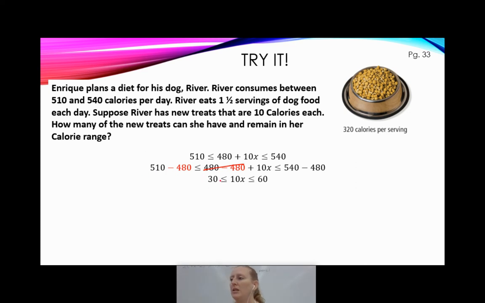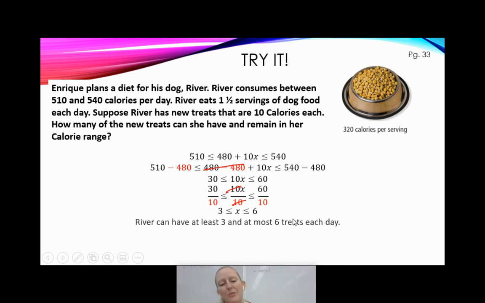So we know 510 minus 480 is 30. These canceled and I have a 10x. 540 minus 480 is 60. Just like last time, we're going to divide to finish it off. I need to divide by 10, not only in the middle, but also on the left and the right. So everybody's going to get divided by 10. So those will cancel out. And of course, 30 divided by 10 is 3, and 60 divided by 10 is 6. So it looks like River can have at least 3 treats a day and at most 6 treats each day.